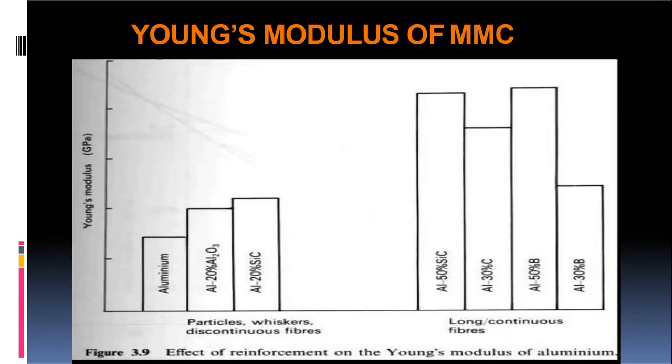In the particles or whiskers we are taking pure aluminum, aluminum oxide and aluminum silicon carbide. These are the three materials. When comparing to the aluminum and aluminum oxide, aluminum silicon carbide has a good Young's modulus, right? And coming to the long or continuous fibers, we are taking aluminum silicon carbide, aluminum carbon and aluminum boron and aluminum boron.